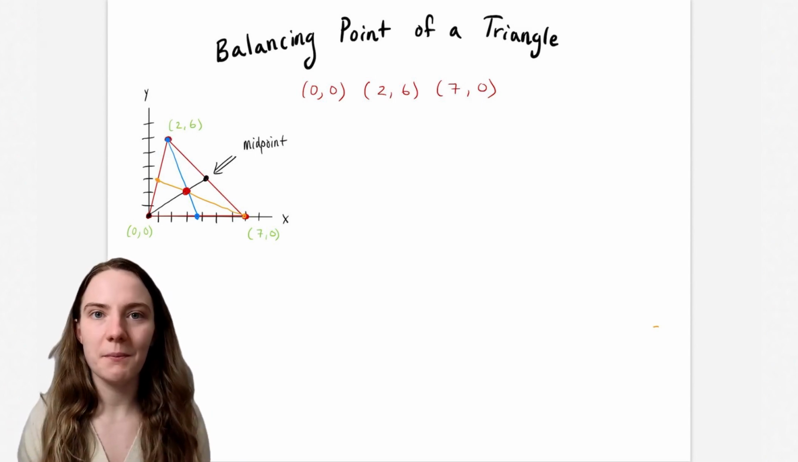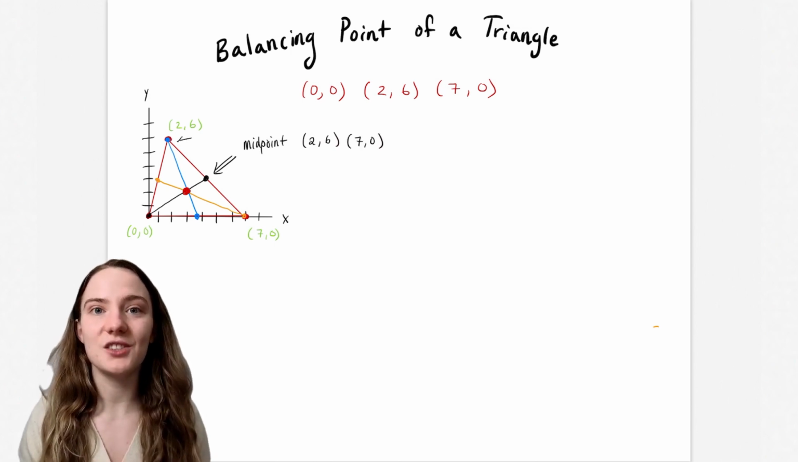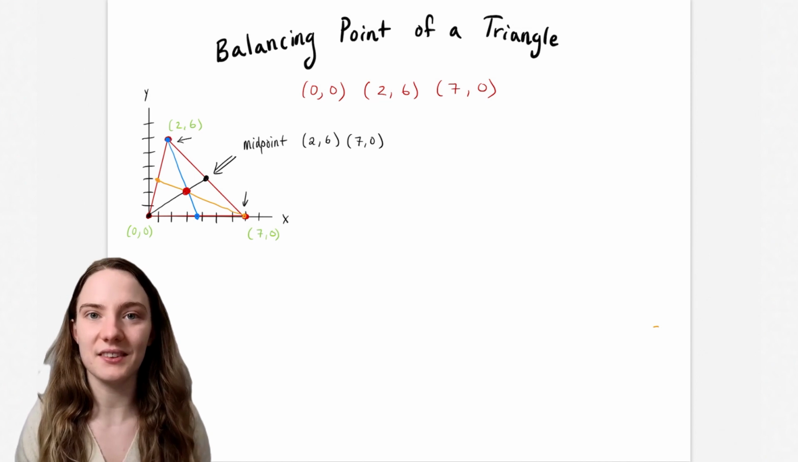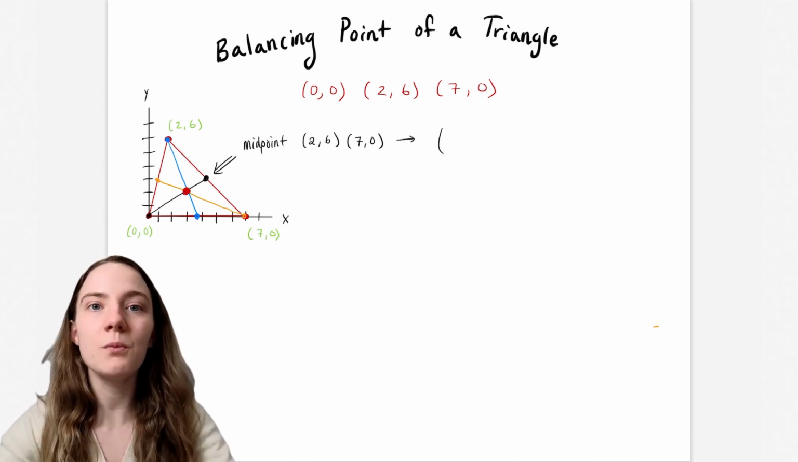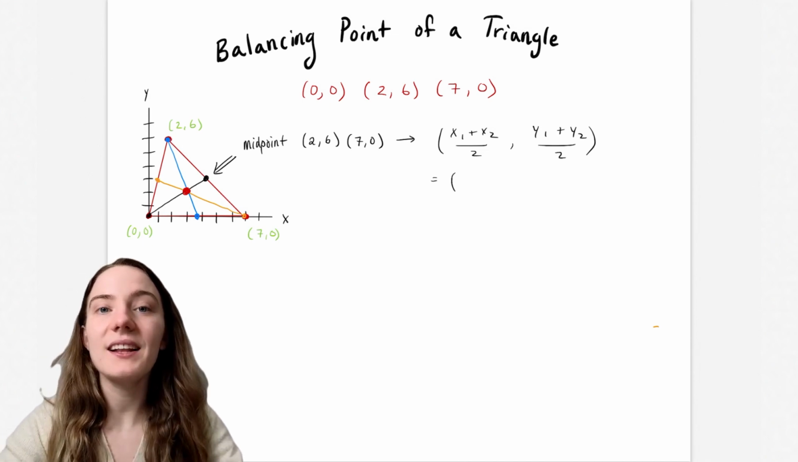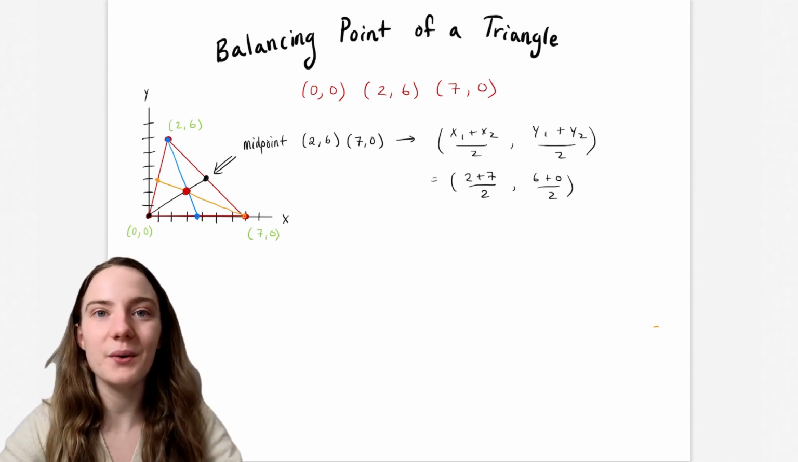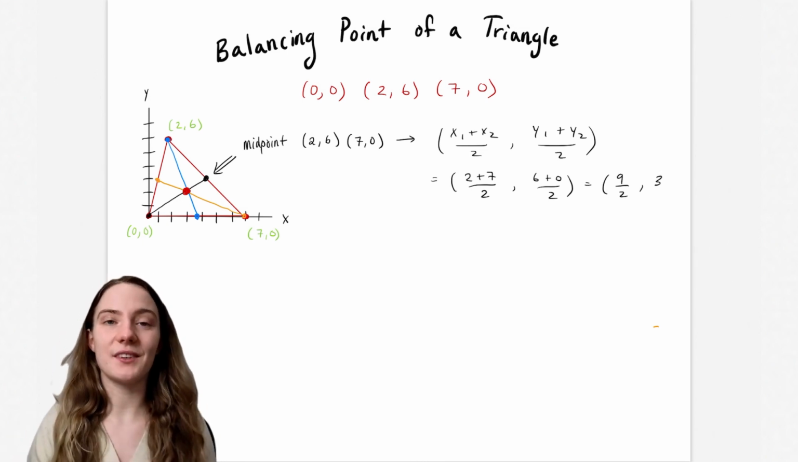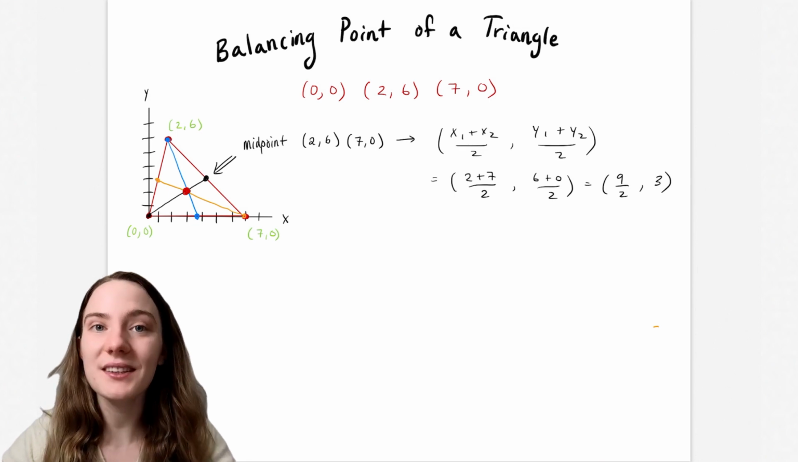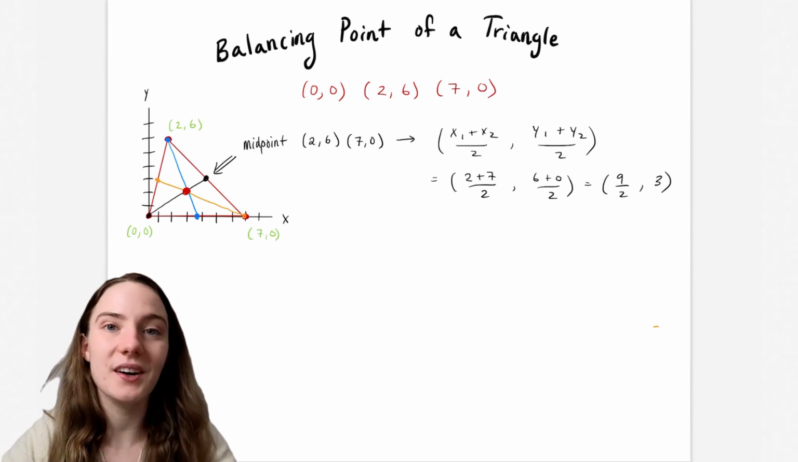So how do we find the midpoint of this side of the triangle? Well, we know that this side contains these 2 points, 2, 6, and 7, 0. We can use those 2 points and this equation to find the midpoint. Looking at the x part of this equation, we have x1 plus x2 divided by 2. Looking at the y part of this equation, we have y1 plus y2 divided by 2. You can replace your x's and y's, and then when you do the math, you can see that our ordered pair for the midpoint would be 9 over 2, comma 3.